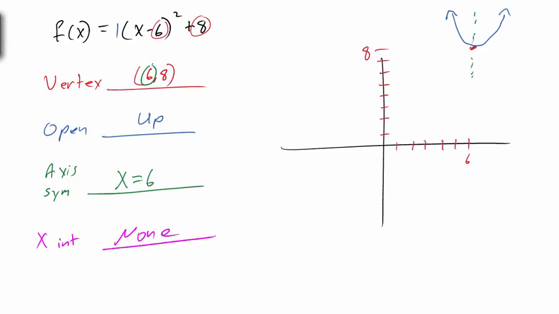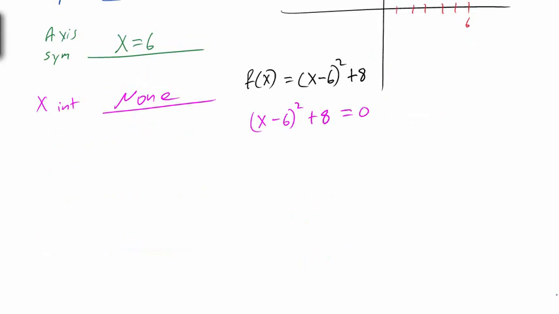If we take the original equation, f of x equals x minus 6 squared plus 8, set this equal to 0 and solve for x, I want you to notice what happens here. We would have x minus 6 squared, subtract the 8 over, so we get a negative 8. Now, in order to get rid of the square, we need to take the square root. And here comes the problem.